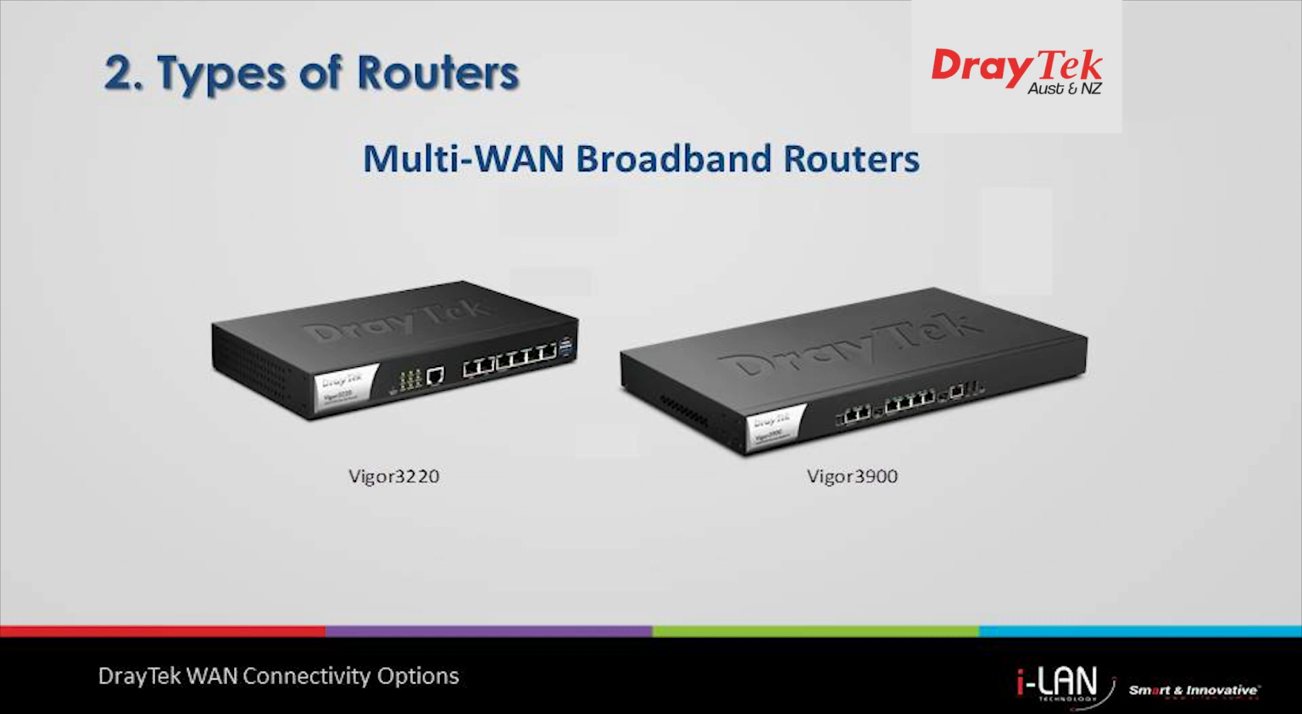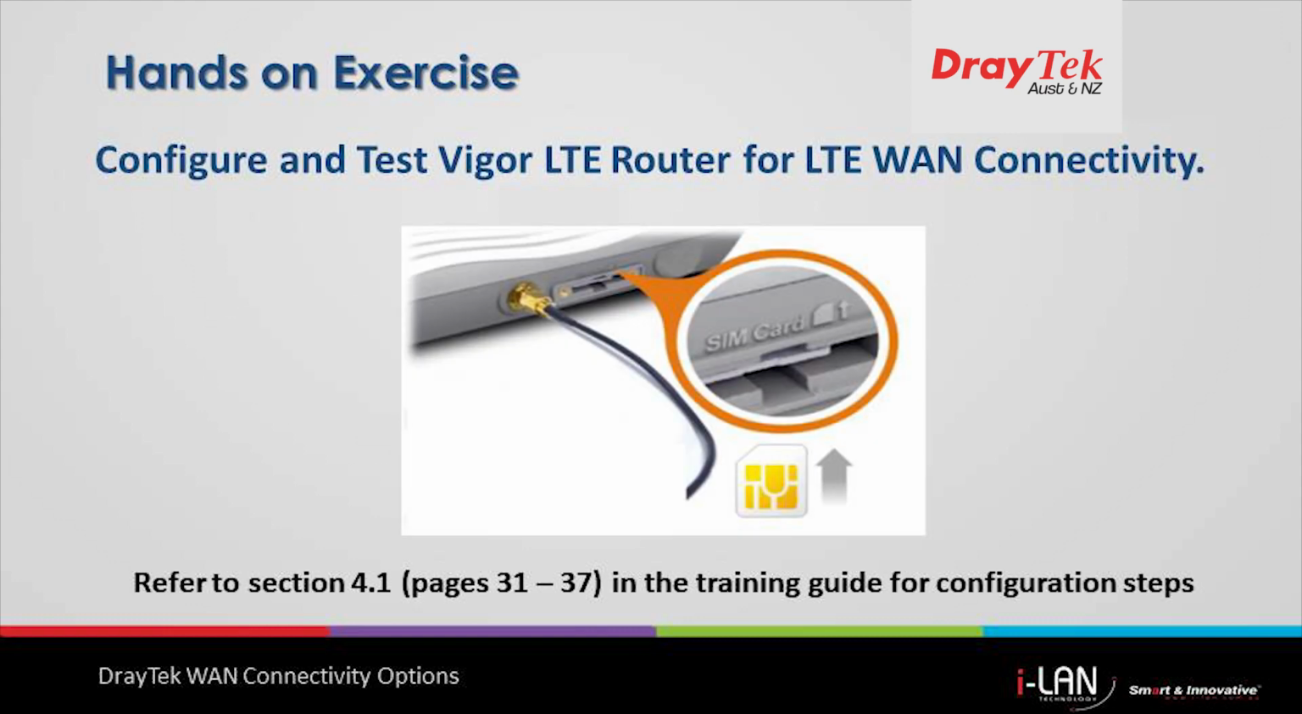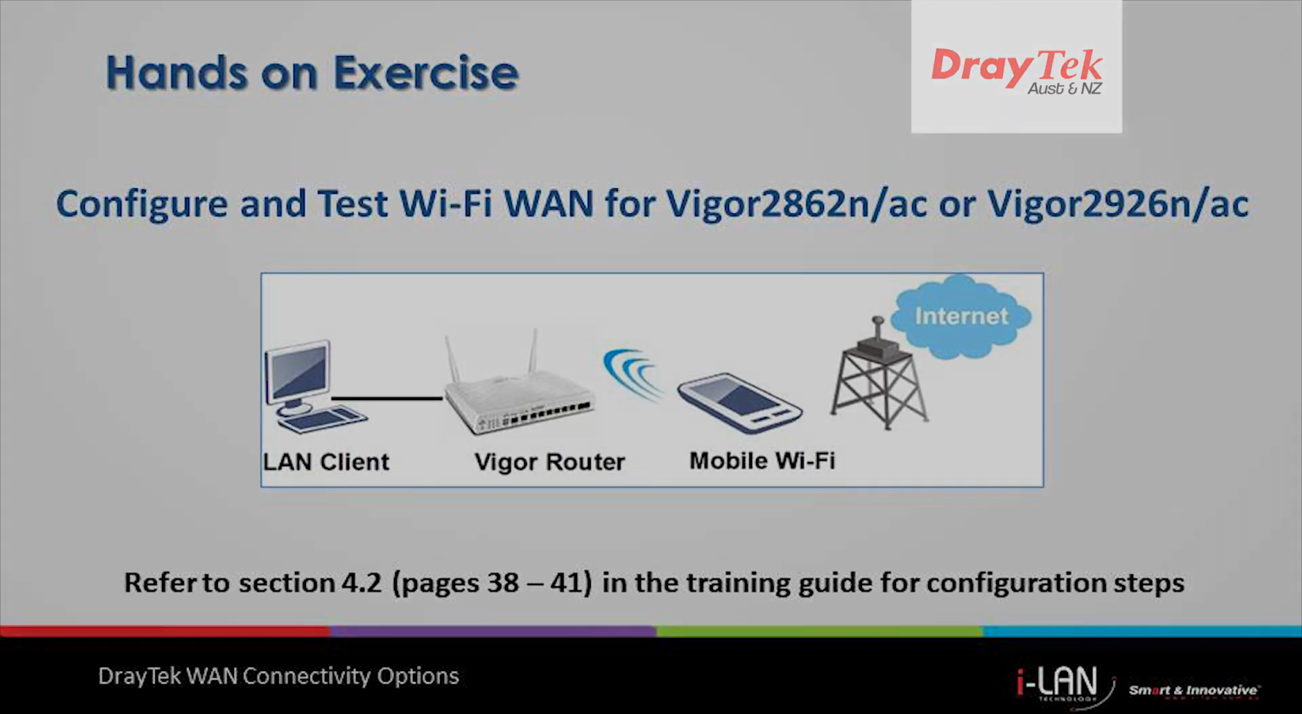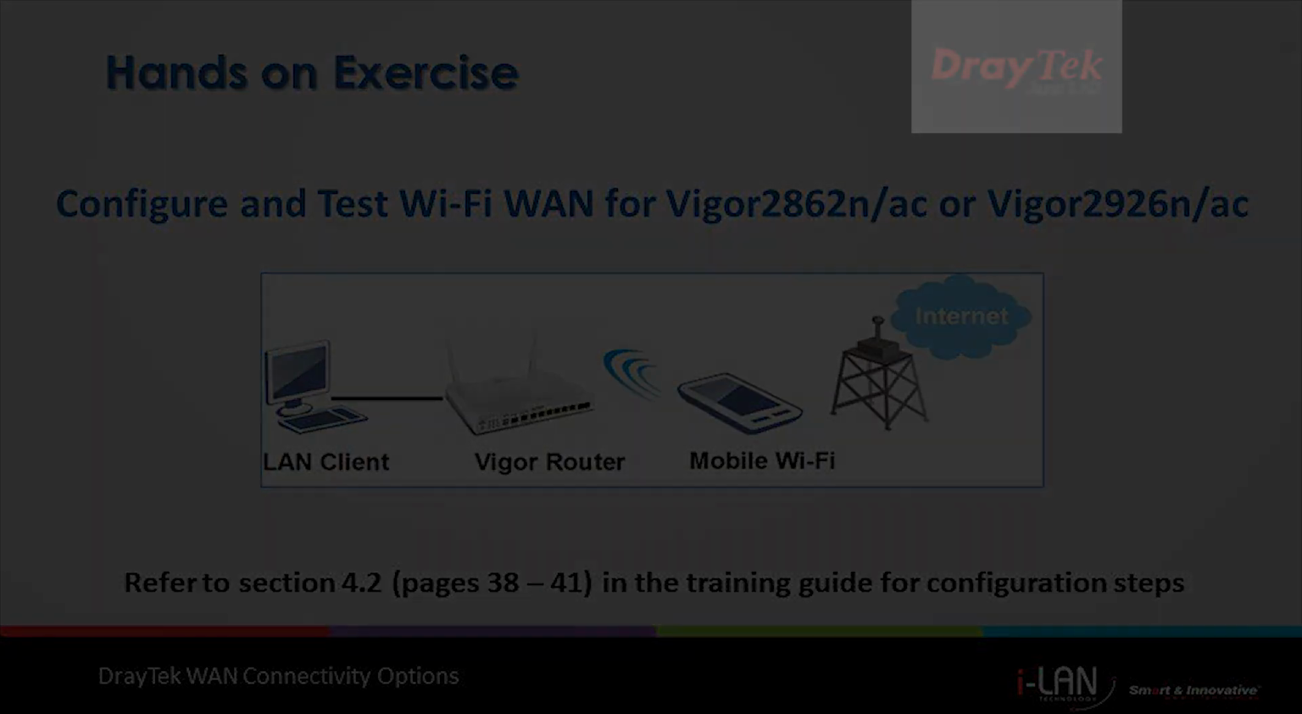The higher end router, the Vigor 3900, also supports an optic fiber connection by the addition of an SFP fiber module. In the hands-on workshop sessions, we configure and test LTE WAN connectivity as well as Wi-Fi WAN, where wireless routers connect to the internet through a Wi-Fi hotspot, such as a mobile phone or 4G Wi-Fi modem.